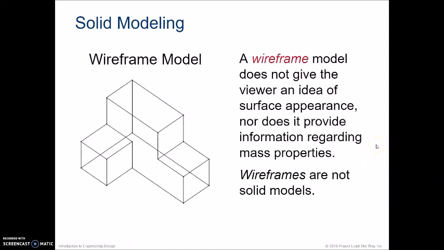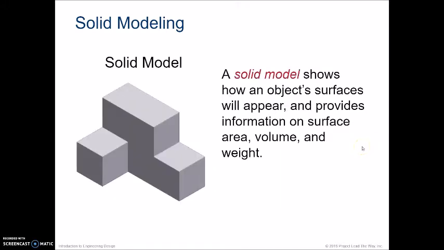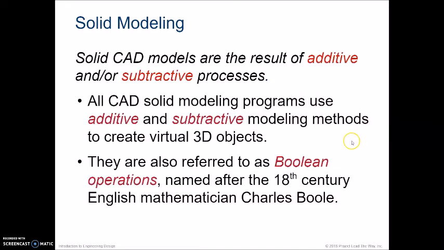Okay, so like I said, a wireframe model does not give the viewer an idea of surface appearance, and it also doesn't provide information about mass properties. So wireframes are not solid models. Now, solid models show how an object's surface appears and provides information on surface area, volume, and weight. So solid CAD models are the result of additive or subtractive processes. So all models use either adding material or subtracting material to create virtual 3D representations of an object.